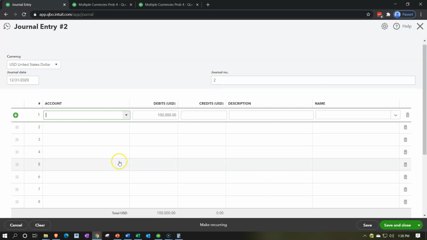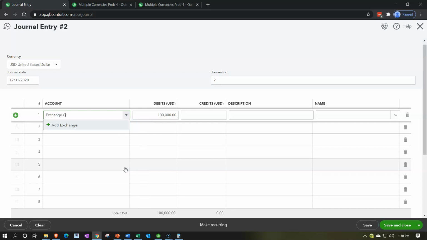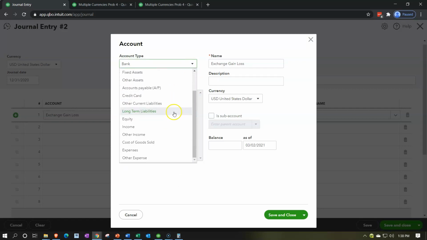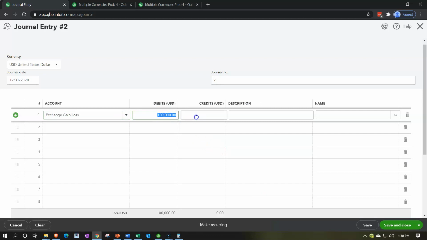And then we're going to say that there's going to be an exchange gain or loss, exchange gain loss. And that's going to be then a new account. I'm going to set it up as an other expense type of account, so it'll be on the bottom of the income statement. I'm going to save that and close it. Save and close. And that's not going to be for the 100, but for the 1,000 that we calculated.